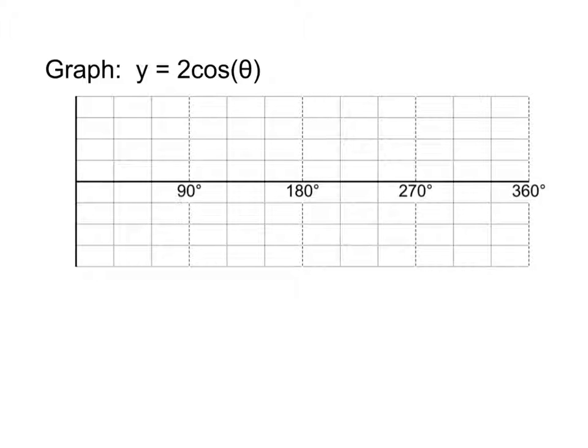So let's go ahead and start plotting some points. Normally, for cosine, I put my first point up at 1. Instead of up at 1, it's got to be up twice as far, so it's up at 2.